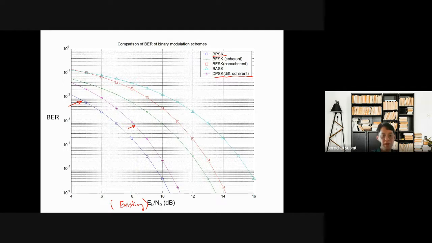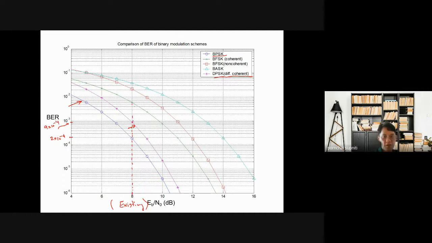Okay. Well, you can look at it like this. If you look at the x-axis, which is the existing or available SNR, if you only have available SNR of 8 decibel in the system, for BPSK, it gives you 2 times 10 negative 4 bit error rate. Okay, but if you use the differential here, you get 9 times 10 negative 4.